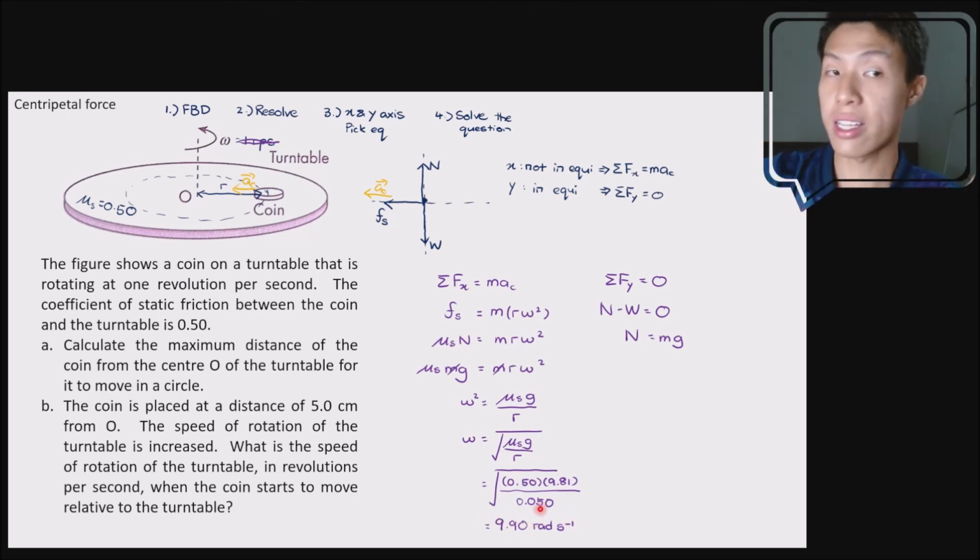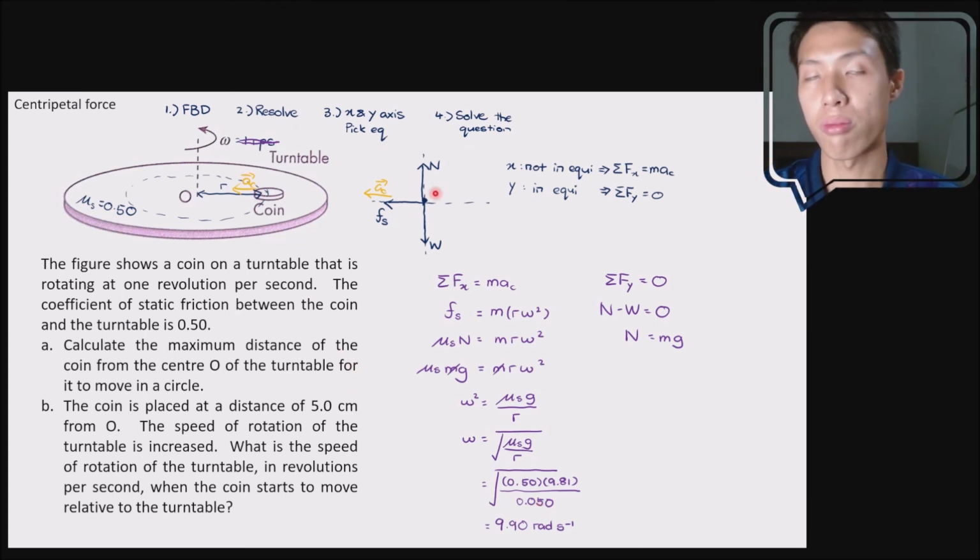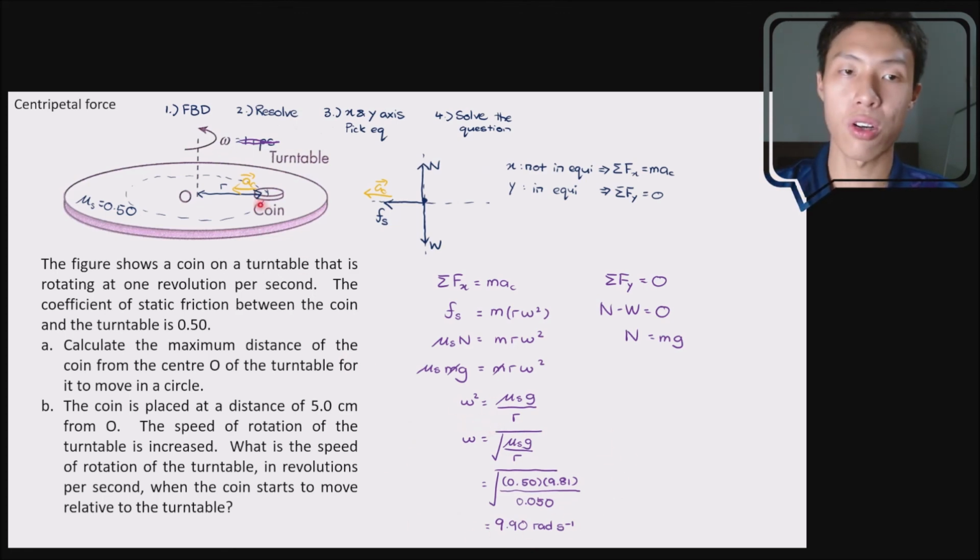Once it rotates at that angular speed, the static friction cannot provide the force sufficient to continue that centripetal acceleration. So at that point onwards, the sliding will start to occur, then the coin will slide out from the turntable. Okay, so this is the maximum speed of rotation allowed for the coin to stay on the turntable. And I think that wraps up our discussion for this question.